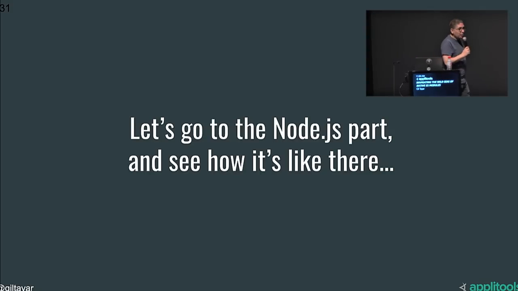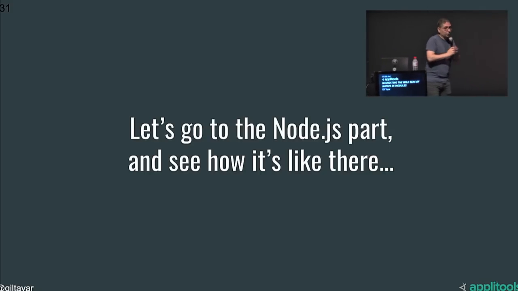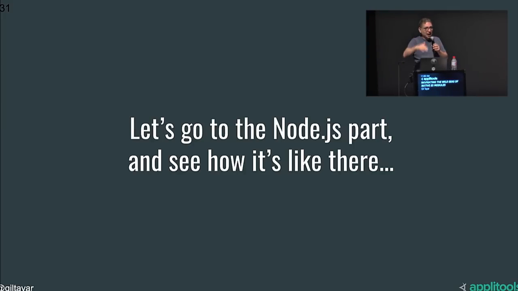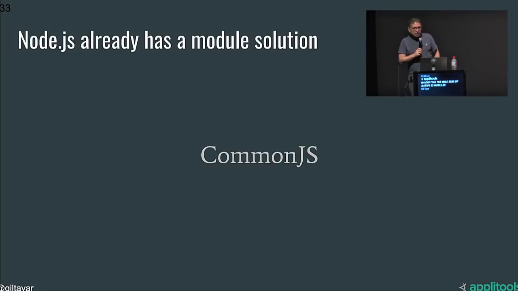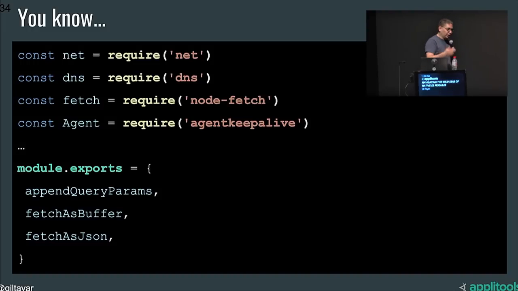And part of how we will deal with them is looking at the Node.js part. Let's see how that works in Node.js. Native ES modules in Node.js, and then we'll combine everything and you'll see the whole picture. Now, Node.js already has a really good module solution, native if you want. It's called CommonJS, and it looks like this.